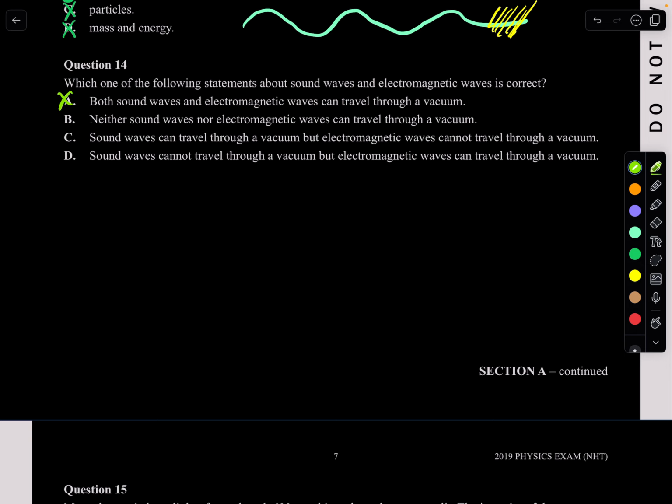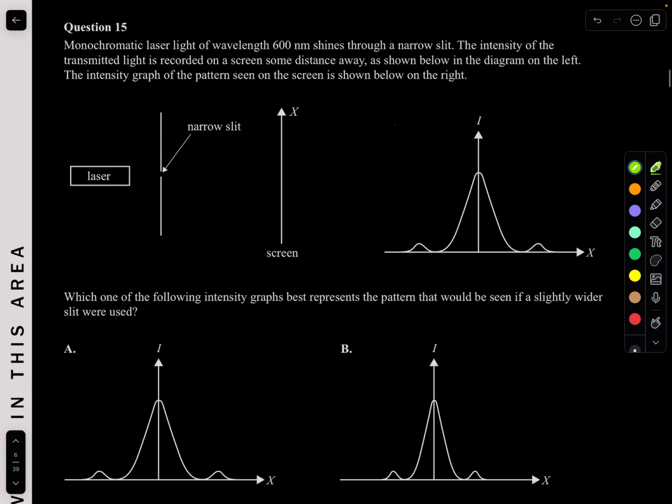B, neither sound waves nor electromagnetic waves can travel through a vacuum. Rubbish, electromagnetic waves can actually travel through a vacuum. C, sound waves can travel through a vacuum, but electromagnetic waves cannot. Nope, that's also wrong. So D looks great. Sound waves cannot travel through a vacuum, yes, and electromagnetic waves can travel through a vacuum. Beautiful.